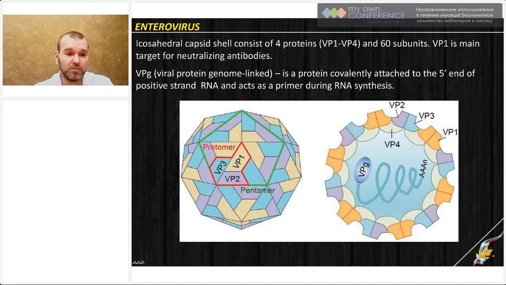We also have the VPg abbreviation. It is the genome-linked viral protein, a unique protein molecule attached to the genetic material of the virus, and it is important in RNA synthesis in the host body. Three proteins are always combined in a unique manner, forming a protomer, and several protomers make a pentamer, which is a unique type of symmetry for these viruses, so viruses can be easily identified by studying their structure.